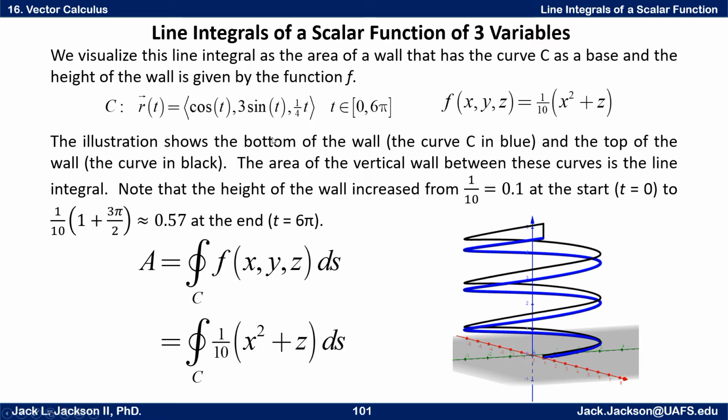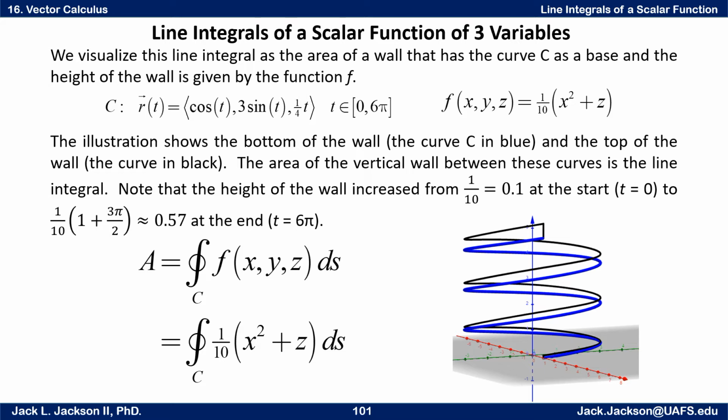We can parameterize this curve. Actually, it was given to us in parametric form. r of t is cosine of t, comma 3 sine of t, comma 1/4 t, t going from 0 to 6 pi. And our function f of x, y, z was 1/10 x squared plus z. Now we're going to need to turn that into t's. And of course, we'll do that in just a minute.